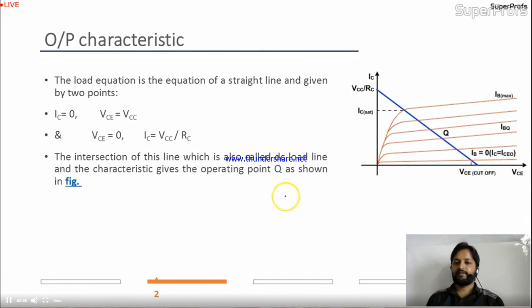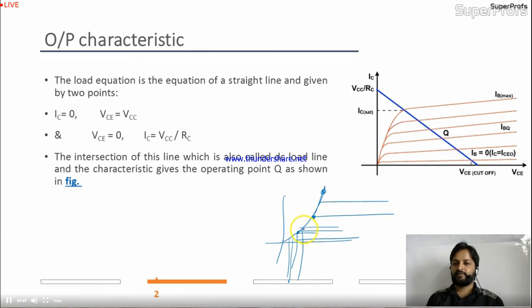Is it okay? See, if your circuit is like this, you will choose the Q point over here or over here or over here. If you choose the Q point over here, you'll get distorted output. Input-output mapping will not be good over here. But if you take this point, you'll get perfect input-output mapping. So this Q point is in our hand, how we have to choose it. Okay.